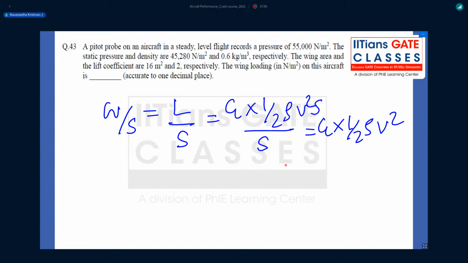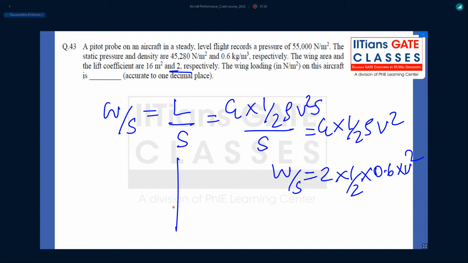So CL is given as 2. 2 into 1 by 2, density they have given as 0.6 kilogram per meter cube. We have to find out the velocity in order to find out the wing loading. To find the velocity, they told Pitot probe. Pitot probe means Pitot tube.